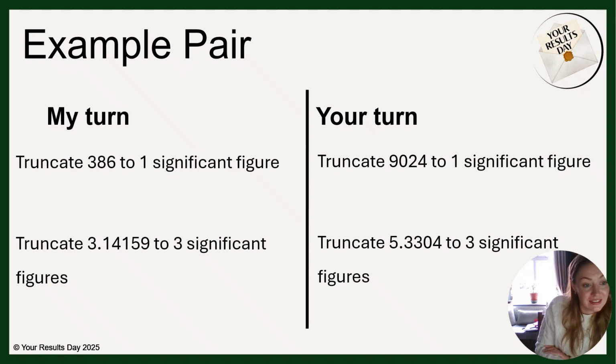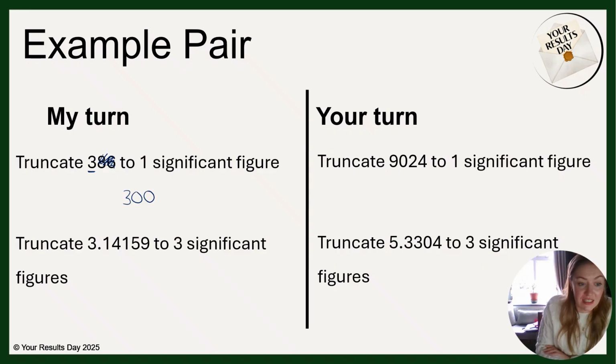If we truncate 386 to one significant figure, my 3 is my one significant figure in 300. I don't care about the rounding power of the other digits, so it's just 300. Whereas if I'd have rounded that to one significant figure, it would be 400. So you can see the words truncate and round have different meanings, and it's important that you know the difference between those two meanings.